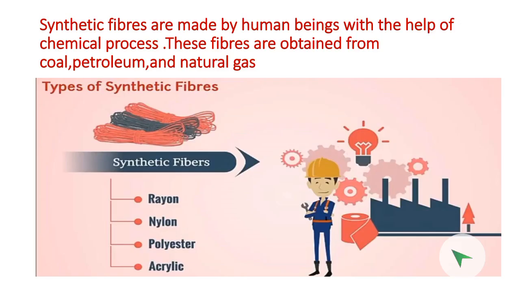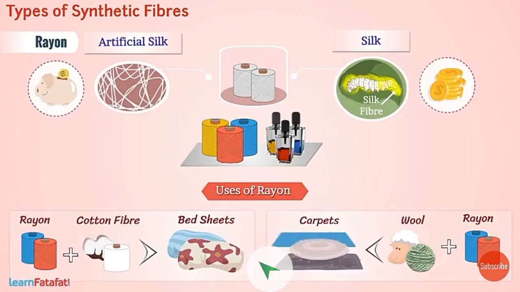Next we move on to synthetic fibers. Synthetic fibers are made by human beings with the help of chemical process. These fibers are obtained from coal, petroleum and natural gas. There are four main types of synthetic fibers. They are rayon, nylon, polyester and acrylic. Let's see the uses of the synthetic fibers.